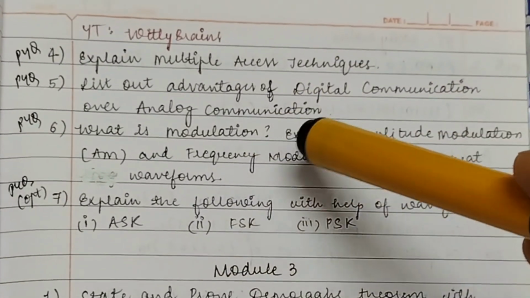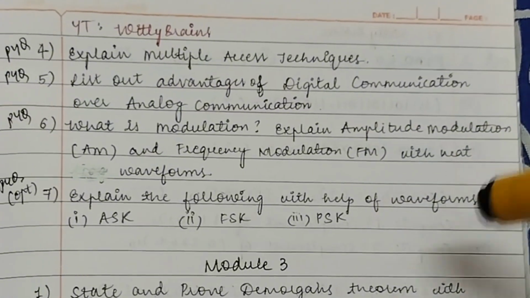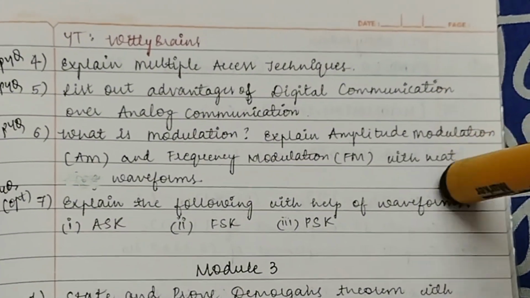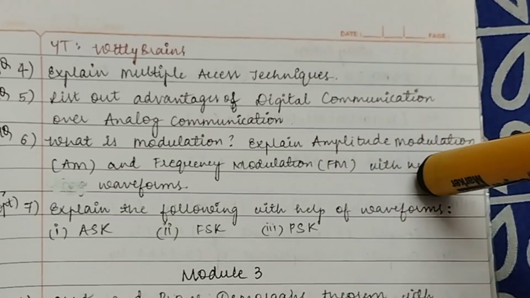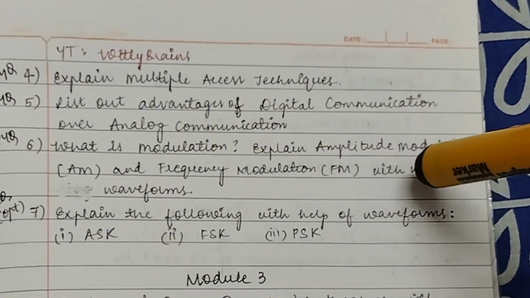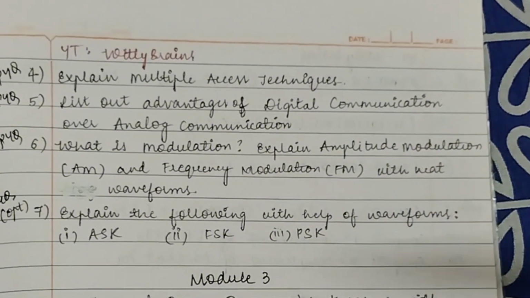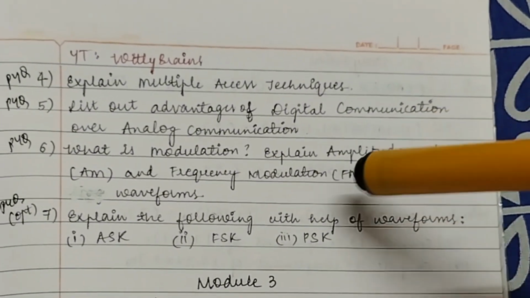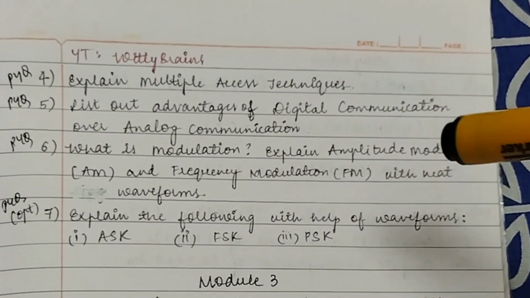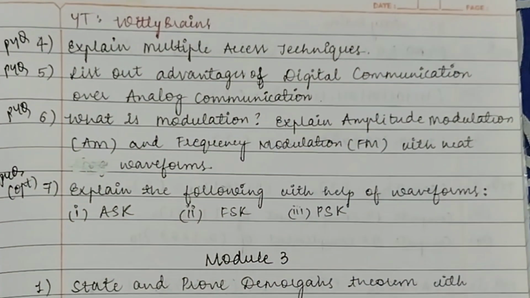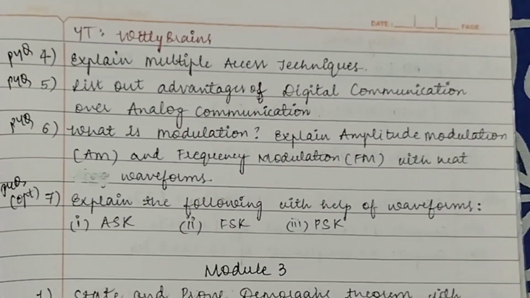Then next question is what is modulation? Explain amplitude modulation AM and frequency modulation FM with neat waveforms. So waveforms are very important here. Even in module 1 and 2, especially in module 1, you'll have to draw many circuit diagrams where waveforms must be mentioned. Many of us tend to forget to draw the waveforms, but don't do that or else you will lose marks.